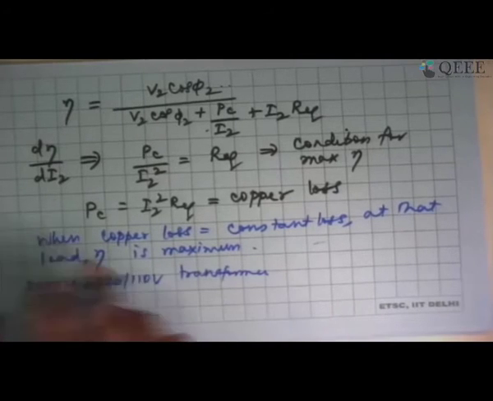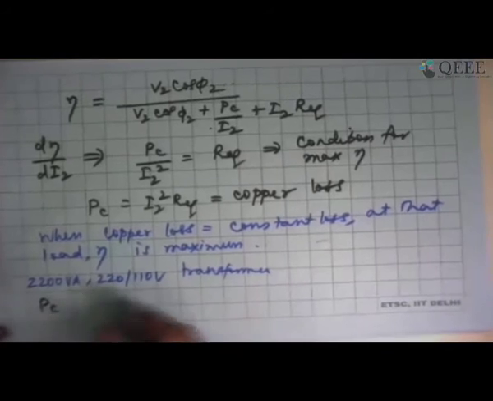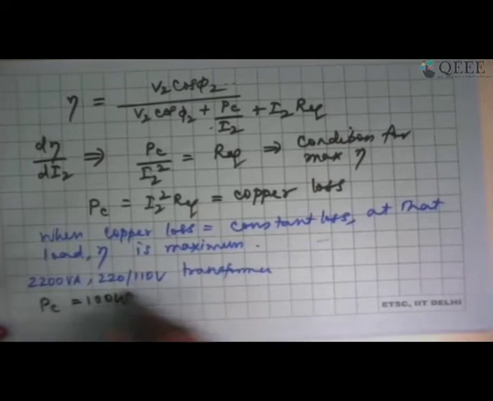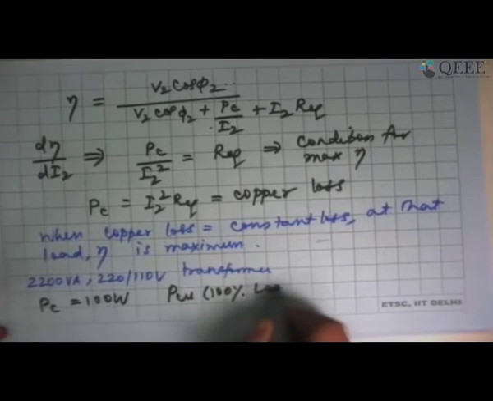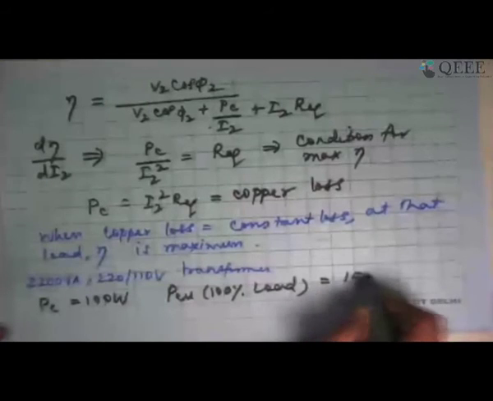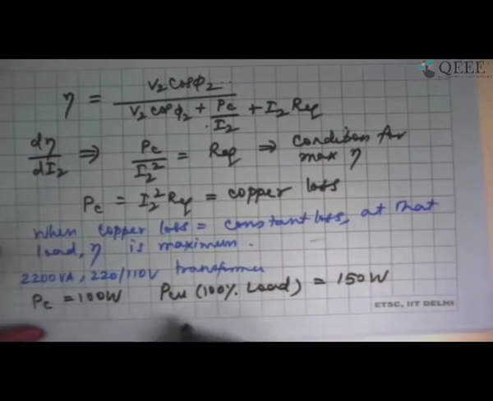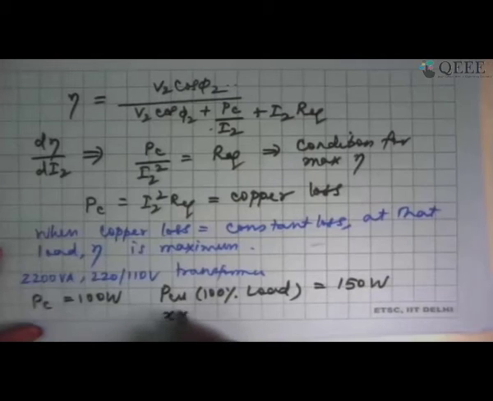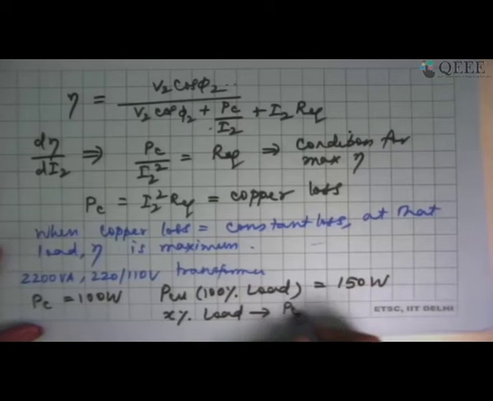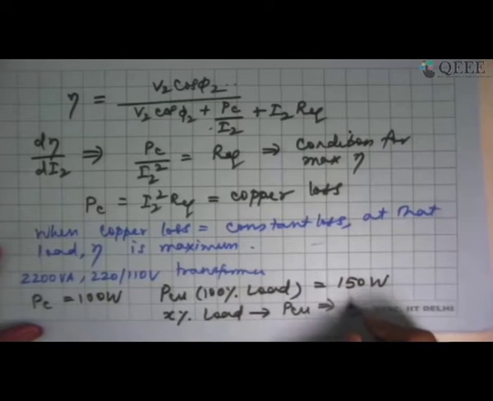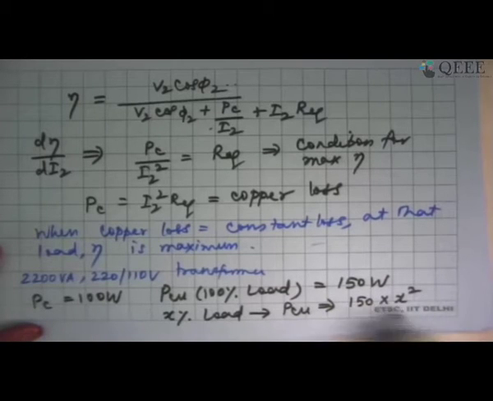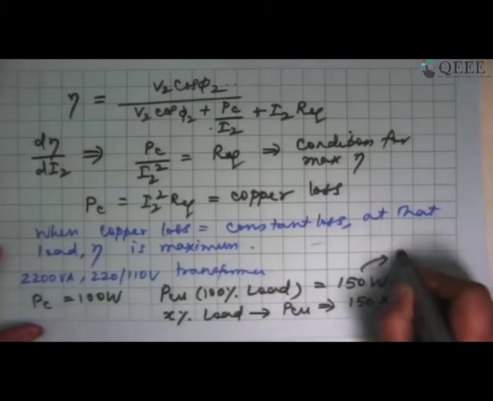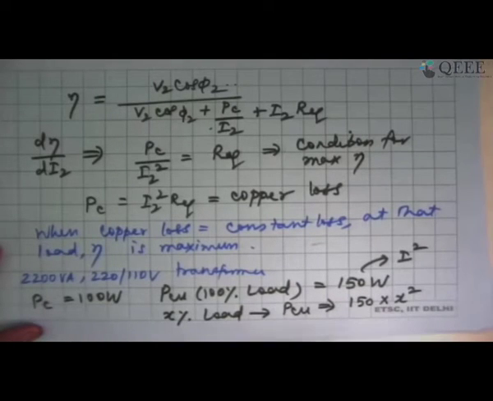There we said constant loss is 100 watts and copper loss at 100% load or full load is 150 watts. We said that at any other X percentage load, the copper losses will be 150 multiplied by X square. This is what we wrote because it is proportional to I square. Copper losses are always proportional to I square.